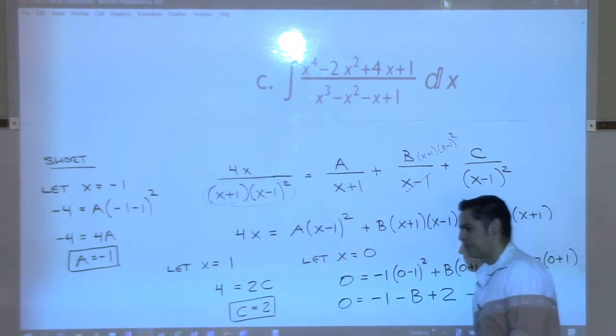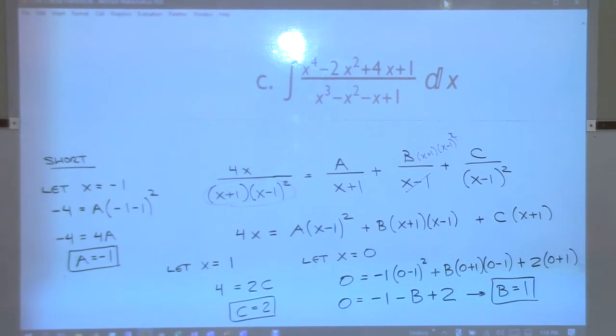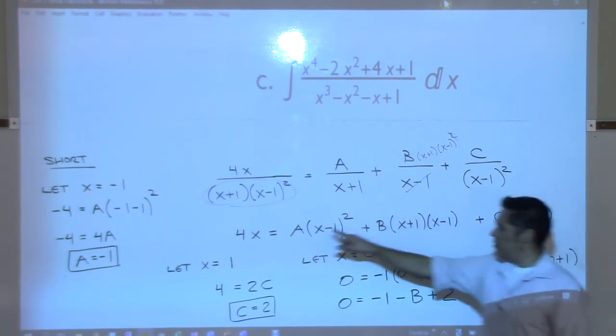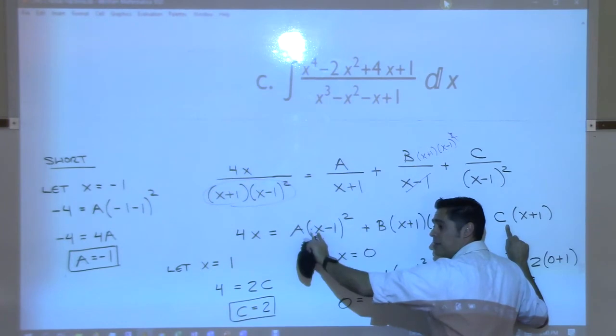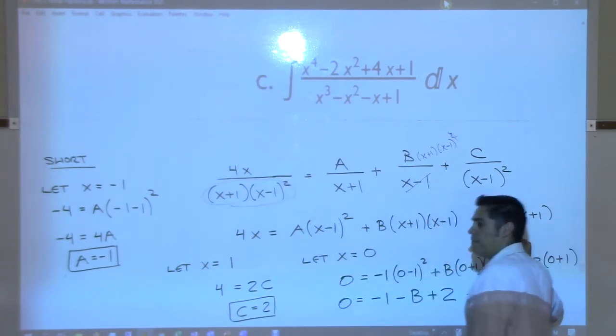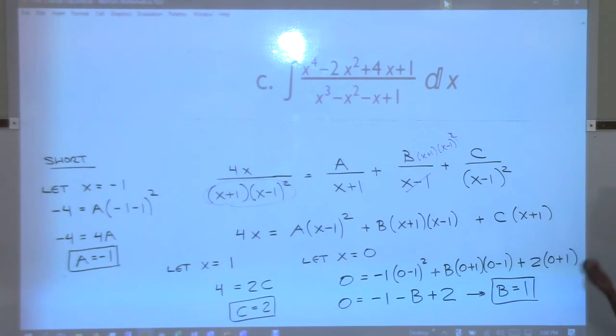Yes, James? If I just didn't know, I just let x be 0. Since I got b and c already, could I go ahead and take the equation, plug those back in for A and C, and then get the left and right to match up like we did? Yeah, you could do that. You would wind up basically having a system of equations, but yes, you could do that. All right, I think we're there.